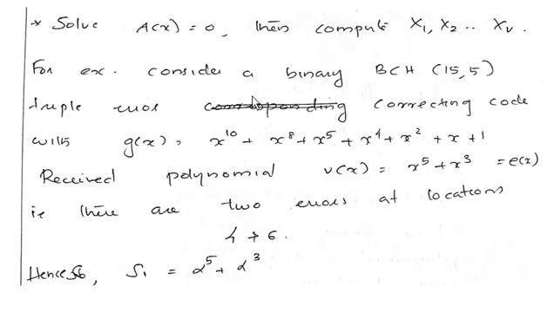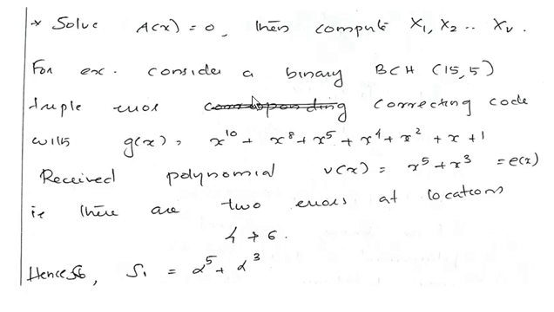So this x raised to 3 is the fourth coefficient, that means the constant coefficient, then the x coefficient, then the x square coefficient, then the x cube coefficient. So this x cube is at our fourth location, similarly x raised to 5 is at the sixth location. So we have two errors, and we need to decode this using the BCH code.